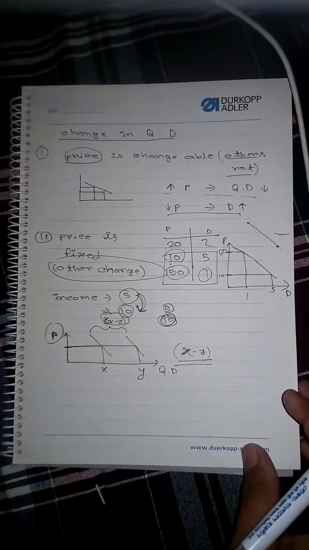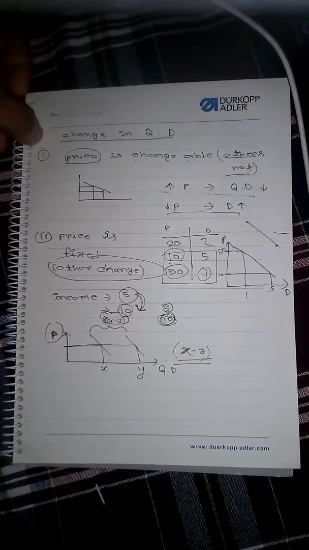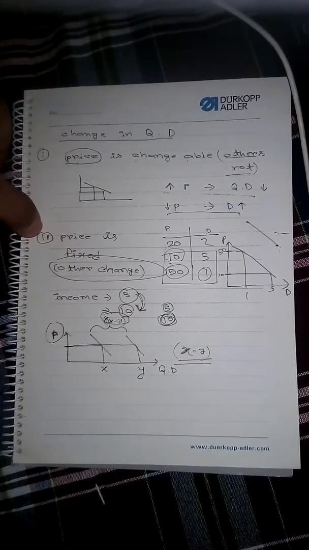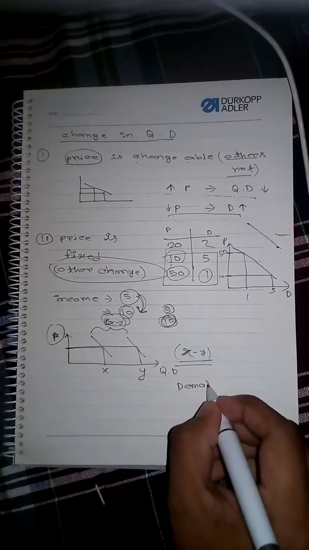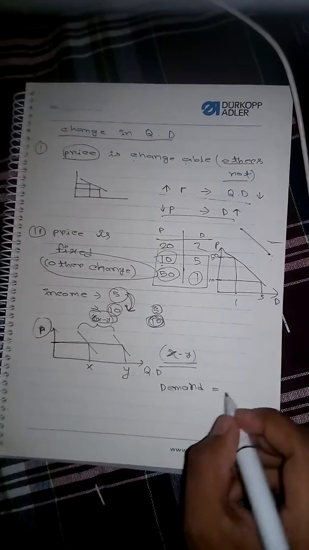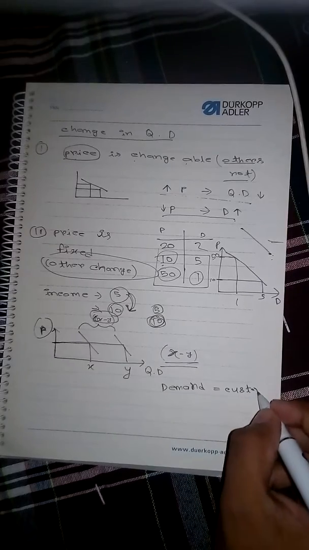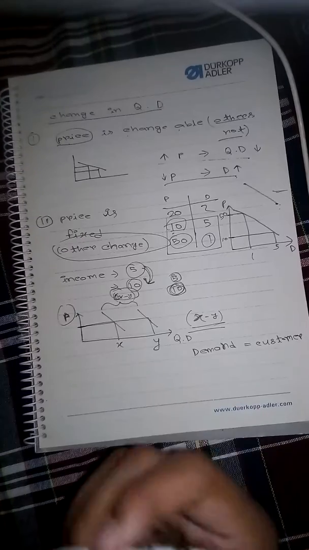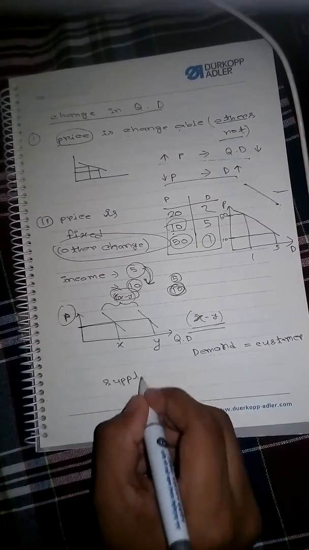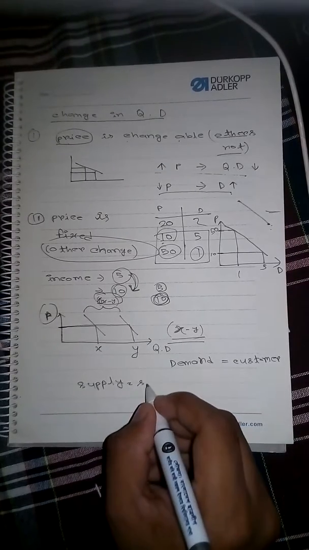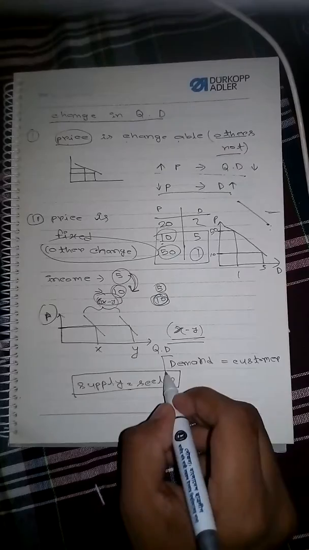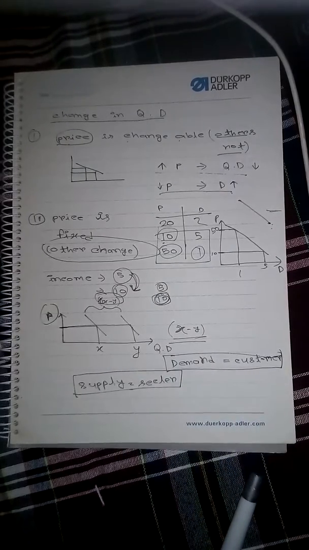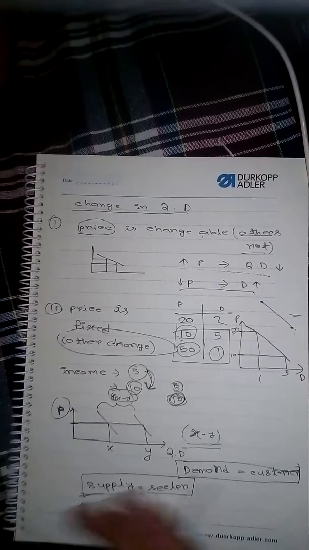So there are two types of change in demand. One where price is changeable, and two where price is not changeable. This one is for demand, and demand is mainly for customers. And now a new thing, which is supply. Supply works for the seller. Always remember that supply works for the seller and demand works for the customer. So the supply graph will be the opposite of the demand graph. Let's have a look.